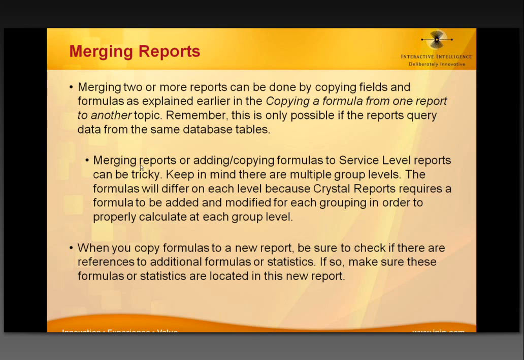We also want to keep in mind that if I am going to merge reports or add or copy formulas to service level type reports, it can be a little more complicated. So service levels, by default, the reports show you up to 6. And if I'm going to break that down or modify, I have to be careful about how the calculations are being done and how the information is being displayed. Also, when you copy formulas to a new report, be sure to check that all references to any additional formulas or statistics are also properly created in the new or modified report that I'm evaluating.